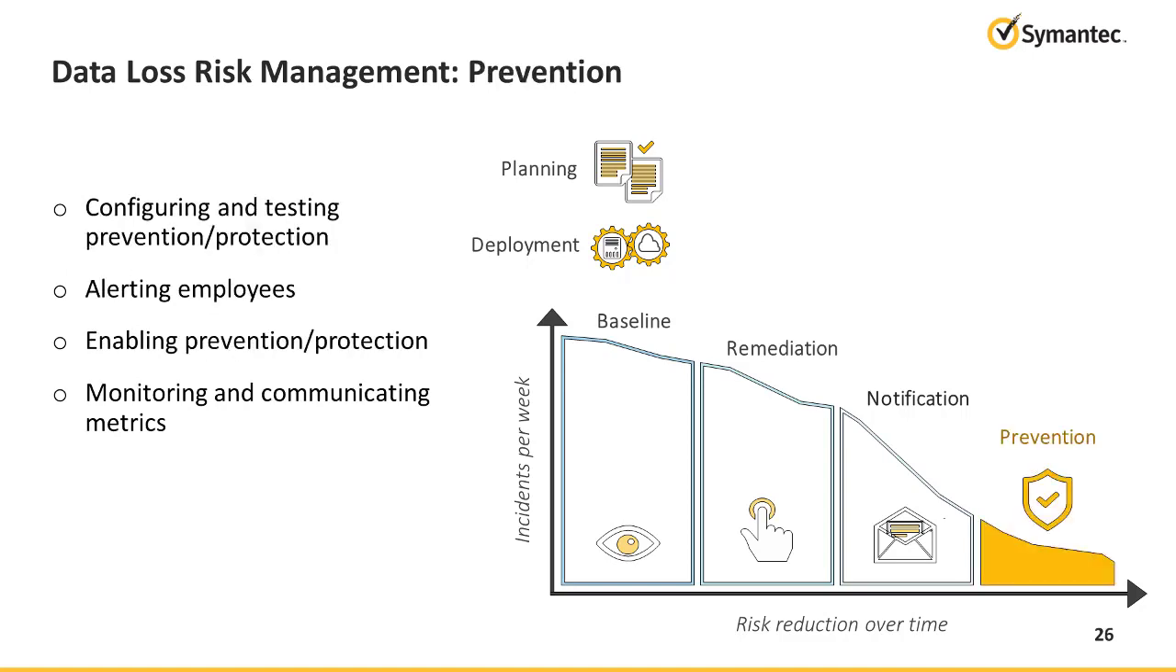Preventing incidents, whether malicious or unintentional, is ultimately the end goal of any data loss prevention initiative. The prevention phase culminates in auto-enforcement of security policies, including blocking network communications, file transfers, and file copying, as well as quarantining network communications and exposed files, encrypting email communications, and initiating forensic investigations. The key steps in this phase include configuring and testing prevention and protection, alerting employees, enabling prevention and protection practices, and monitoring and communicating metrics.